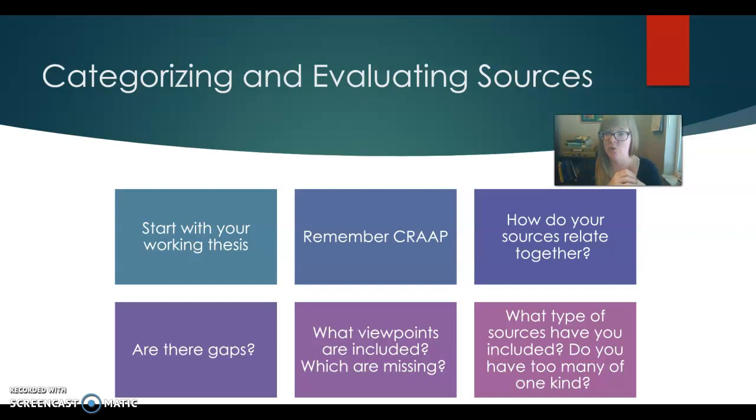That is your guide. So remember that we started in week 3 with research questions about your topic, and your working thesis is the answer to your research question. You're going to ask yourself things like, how do your sources relate together? Are there any gaps? What's missing? What kind of sources do I have, and do I need others?